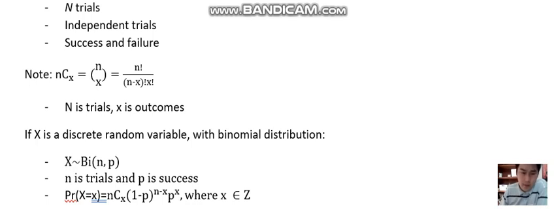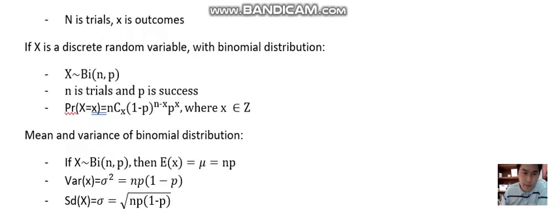Next we'll move on to the very last part, which is the mean and variance of a binomial distribution. As we said before, variance is the spread of the data of the binomial distribution, how skewed or steep it is, or how flat. And mean is just the average value.